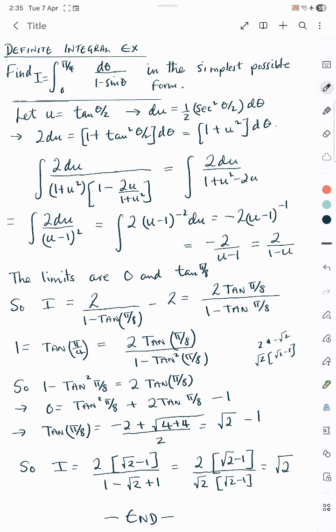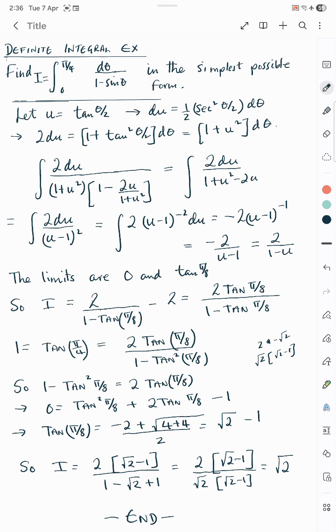And we use the fact that pi upon 8 is half of pi upon 4, and tan pi upon 4 is 1. So we have 1 equals tan pi upon 4, and then using the double angle formula, that equals 2 tan pi over 8 over 1 minus tan squared pi over 8. And that means that 1 minus tan squared pi upon 8 is 2 tan pi upon 8.